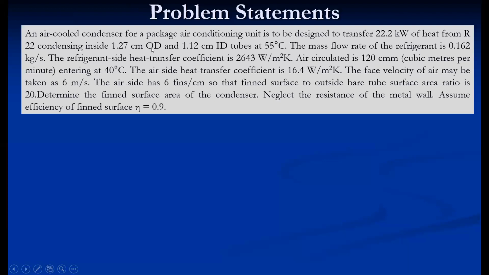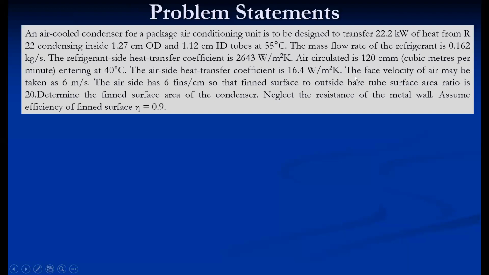Now here the question is, why are fins provided at the outer side? Because outer side heat transfer coefficient is very less, inner side heat transfer coefficient is very high. So if you provide fins at the inner side, it's of no use, because the overall heat transfer coefficient is always under the influence of the lower of the two film coefficients. So the lower of the two film coefficients is 16.4. So this is air side. Air side heat transfer coefficient is very low. That's why air-cooled condensers are less effective than water-cooled condensers. And this is the refrigerant side heat transfer coefficient.